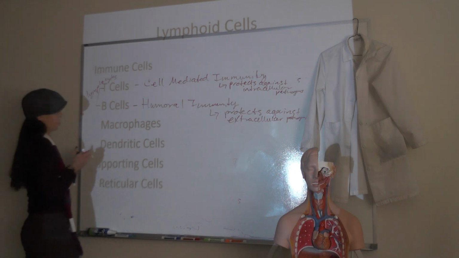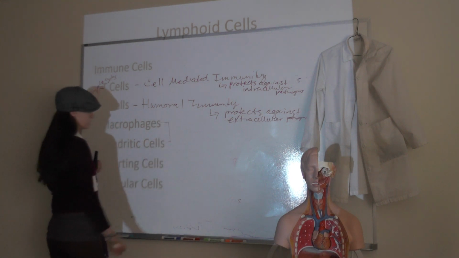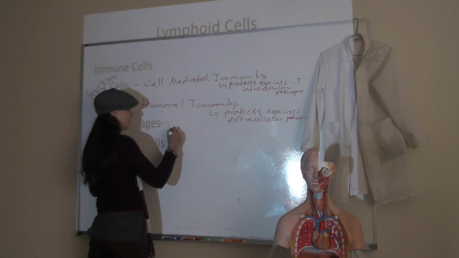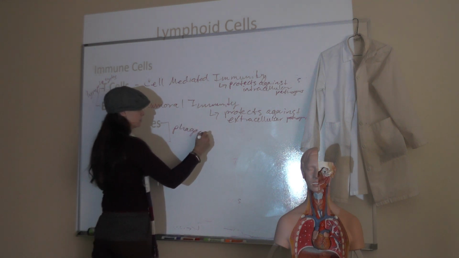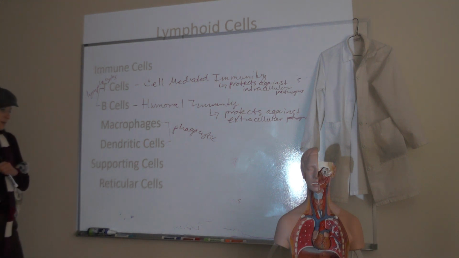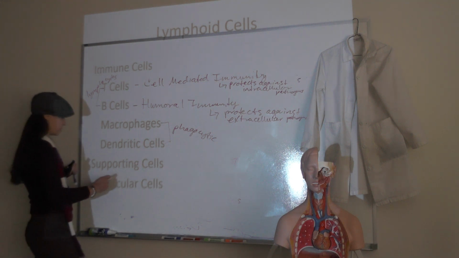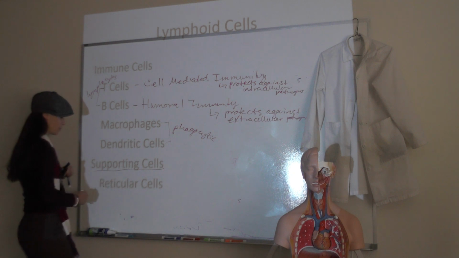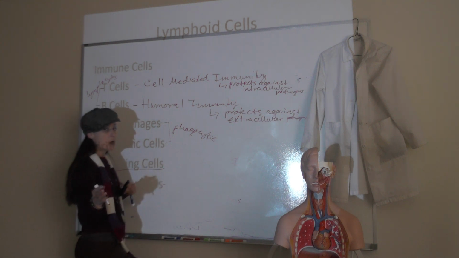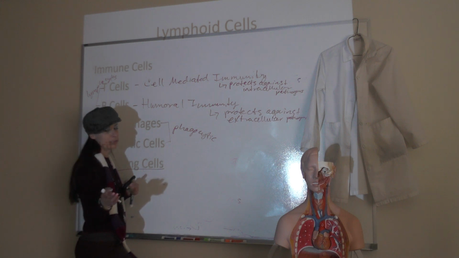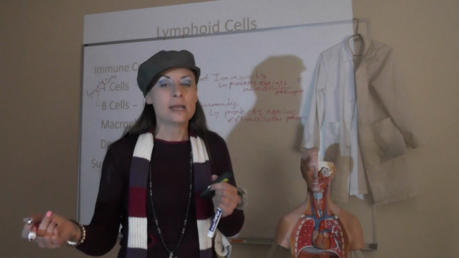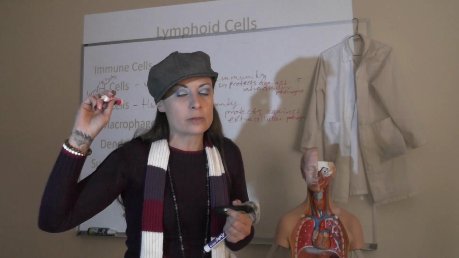Our other important lymphoid cells, macrophages and dendritic cells, are innate cells that are phagocytic, meaning they gobble stuff up. And then some other important lymphoid cells are the supporting cells, the reticular cells that secrete reticular connective tissue. So if you remember from last semester, we said really the only place we find reticular connective tissue in high concentration is in lymphoid organs. This is what we're talking about.